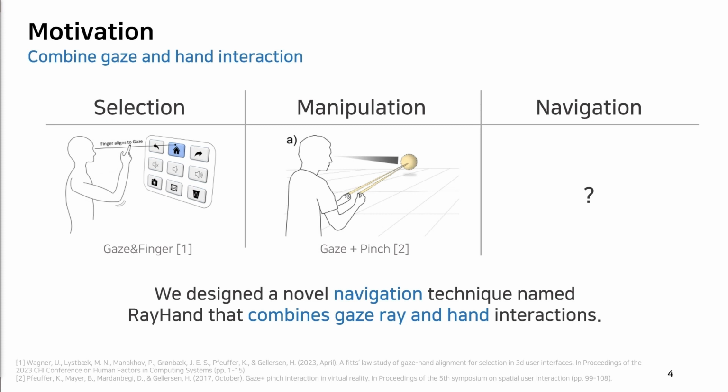However, to the best of our knowledge, there is no research on combining gaze and hand interaction for navigation. So in this work, we designed a novel navigation technique named RayHand that combines gaze ray and hand interactions. In our RayHand navigation, the user can start or stop the navigation and control the speed and direction. Here is how it works.